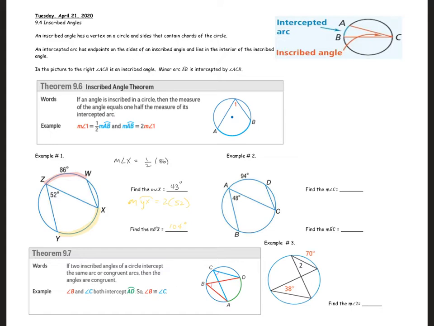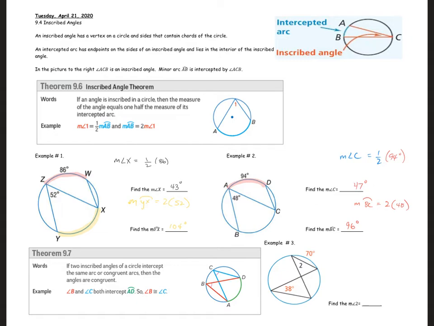Come over here, look at example number 2. I need to find the measure of angle C. So again, the measure of angle C is going to be half of the intercepted arc. So half of arc AD, half of 94 degrees, is going to be 47 degrees. If I want to find the measure of arc BC, the measure of arc BC here is equal to 2 times the measure of 48. So 2 times 48, that means it's 96 degrees.